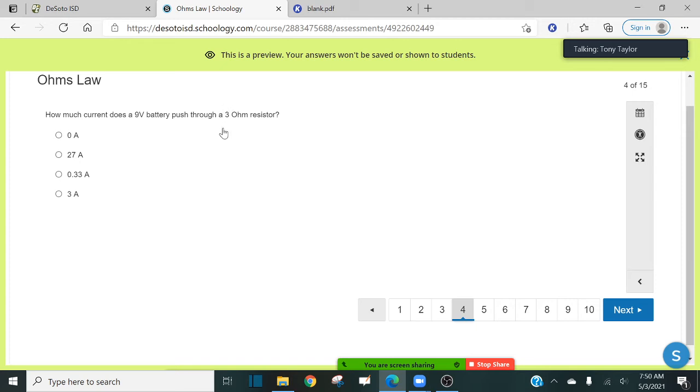Okay, guys, go to this question right here, where it says, how much current does a 9-volt battery push through a 3 ohm resistor? So, how much current does a 9-volt battery push through a 3 ohm resistor?